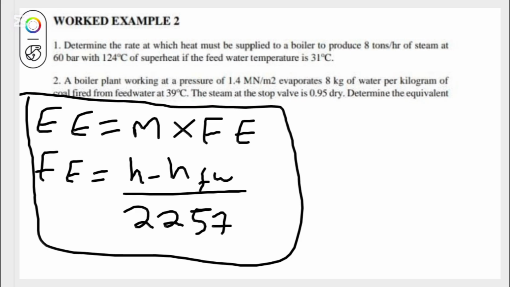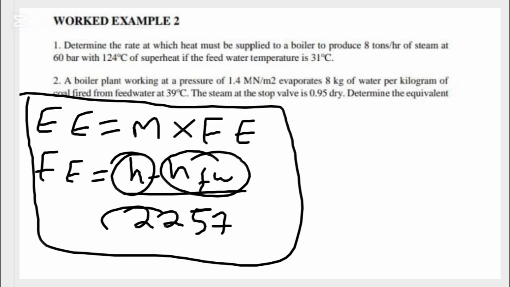So the first thing, I have my mass. What will be the mass? The mass is 8 kg. So you have to take note of this. And whereby H is the enthalpy of wet steam, and the H of FW, this H is indicating the enthalpy of wet steam. And this H of FW is the enthalpy of feed water.